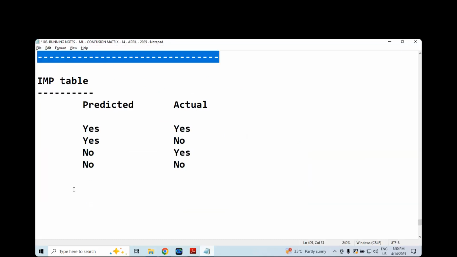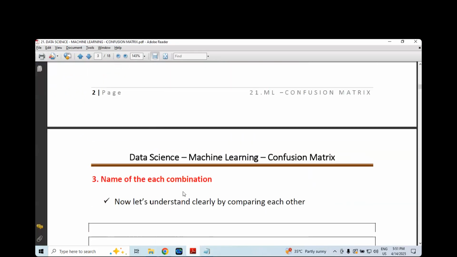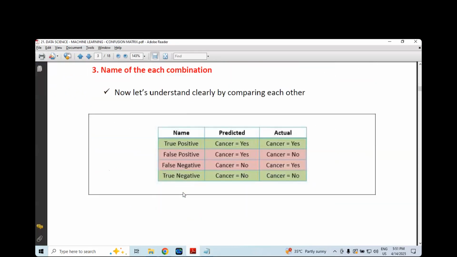Good. There is a separate name for each, a technical name. There will be a separate discussion in the next table. Make a note on this one. The yes and yes combination is called a true positive scenario. That has a separate definition, so it is called a true positive. No and no is called a true negative.